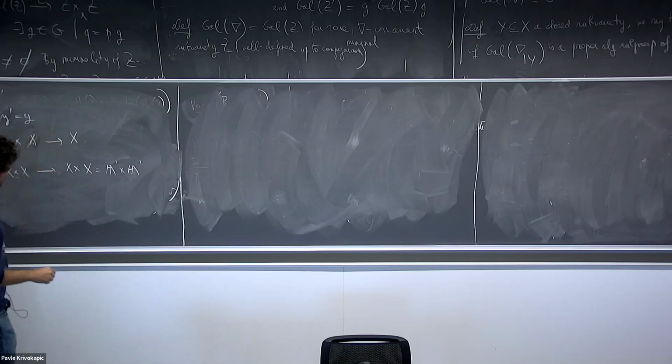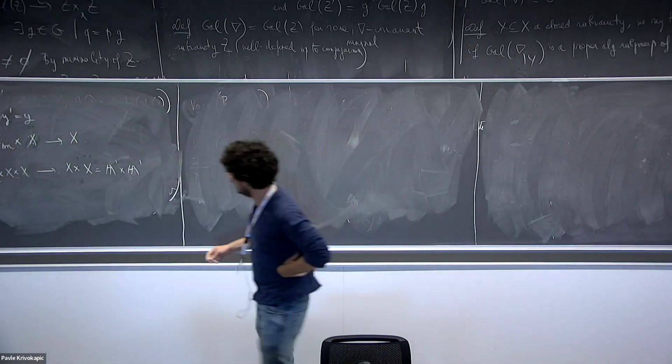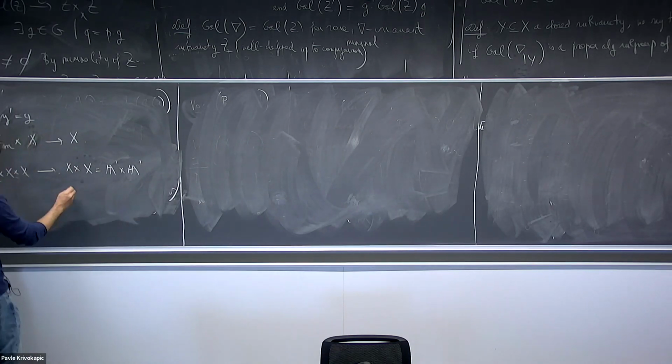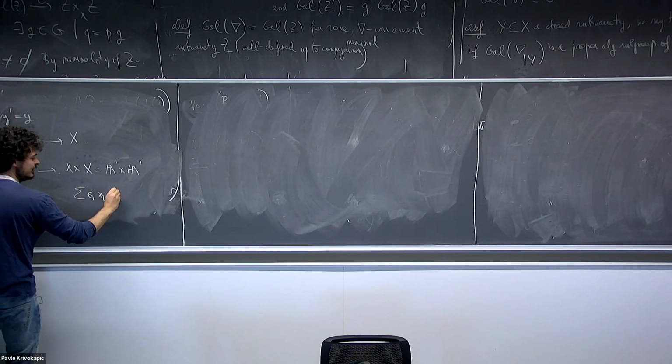So what are the special subvarieties in X? They are actually the lines of the form sum of e_i x_i is in C.